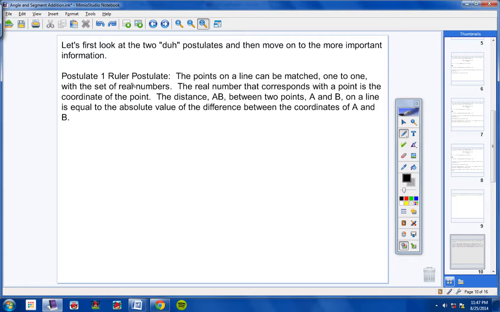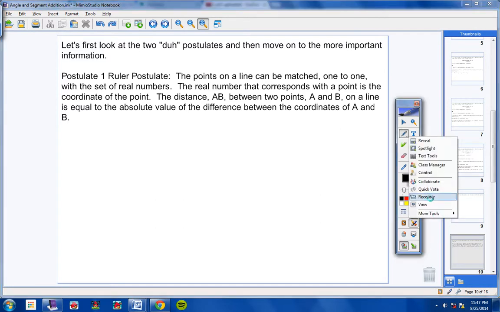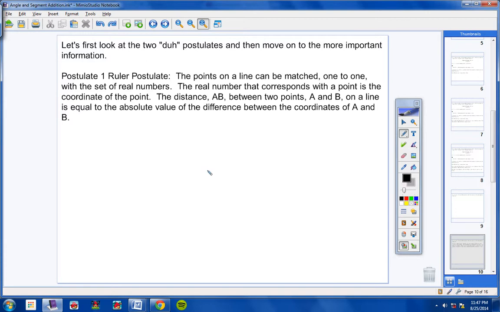The first postulate is called the Ruler Postulate, and it states this: the points on a line can be matched 1 to 1 with a set of real numbers. The real number that corresponds with the point is the coordinate of the point. The distance AB between the 2 points, A and B, on a line is equal to the absolute value of the difference between the coordinates of A and B. Basically, all that's saying, students, is that every segment is measurable. That's all that it's saying.